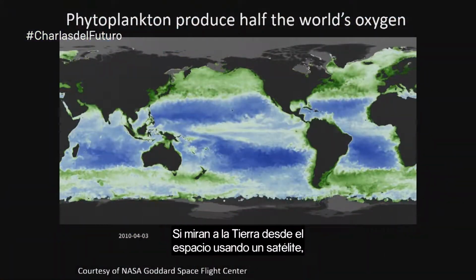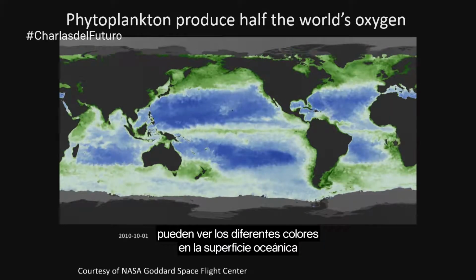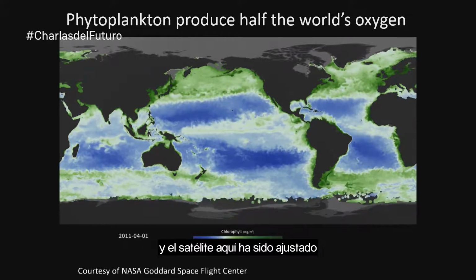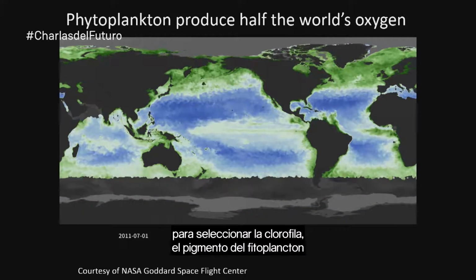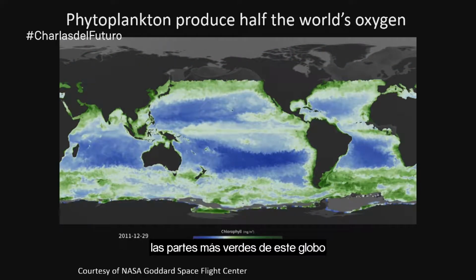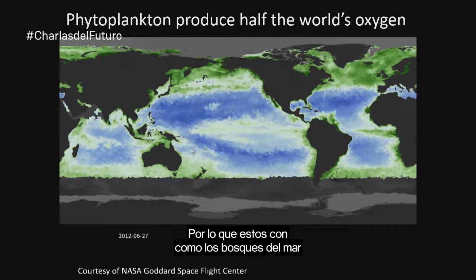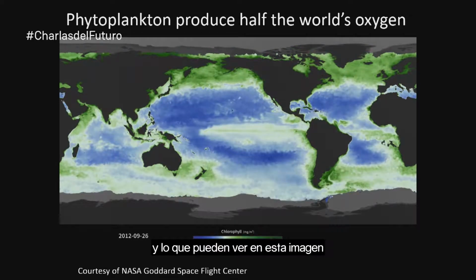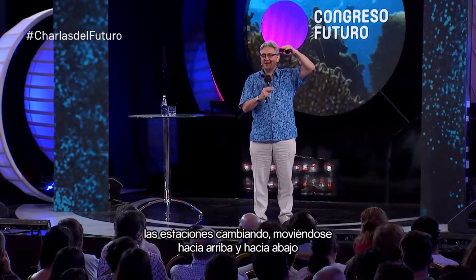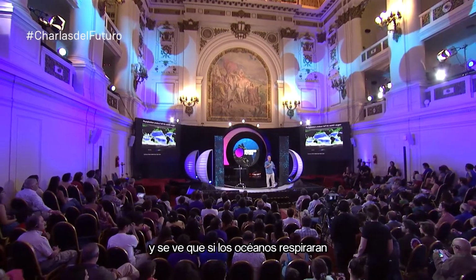Now, if you look at the Earth from space using a satellite, then you can sense the different colors at the ocean surface. And what the satellite here has been tuned to do is to pick out chlorophyll, the phytoplanktonic pigment, and you can see from this, the greenest parts of this globe are the areas of richest plant growth. So these are like forests of the sea. And what you can see on this image, it's rather beautiful really, is you can see the seasons changing, moving up and down across the surface of the planet. And it's a bit like the Earth, the oceans breathing.